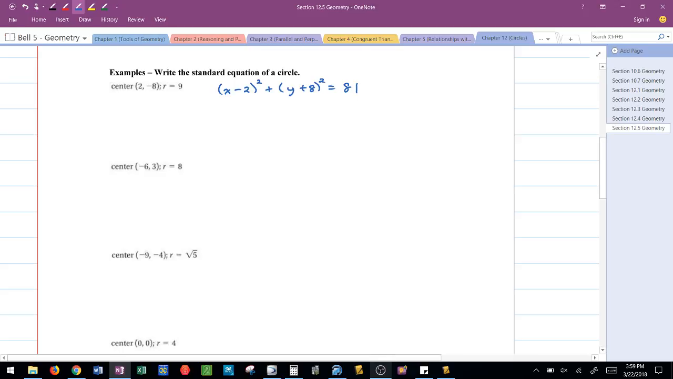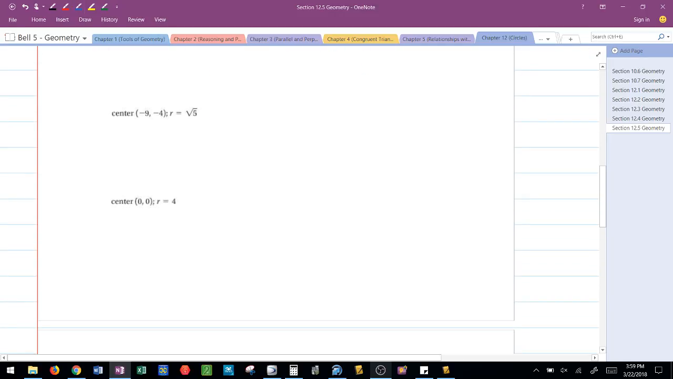So let's try the next one. The center's at negative 6, 3. So I know (x minus negative 6), which would be (x plus 6) squared, plus (y minus 3) squared is equal to 8 squared, and 8 squared is 64. Done. All right? How about this one?